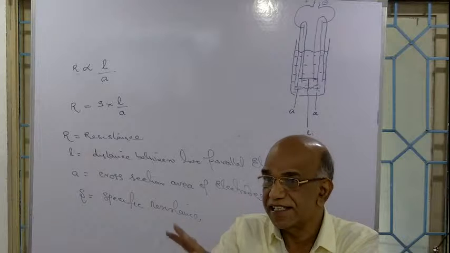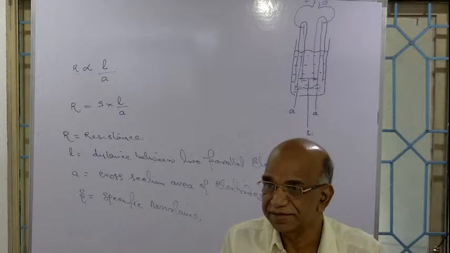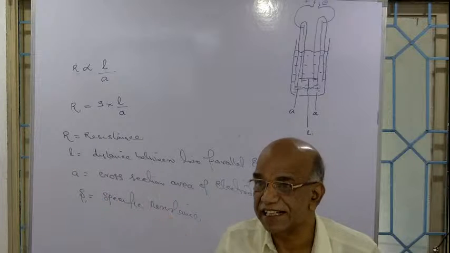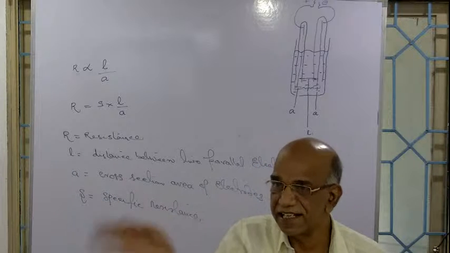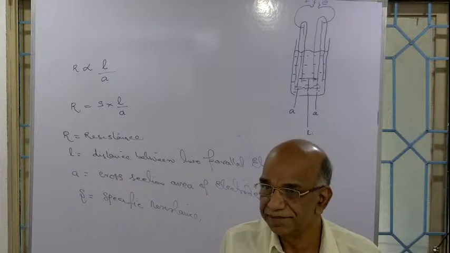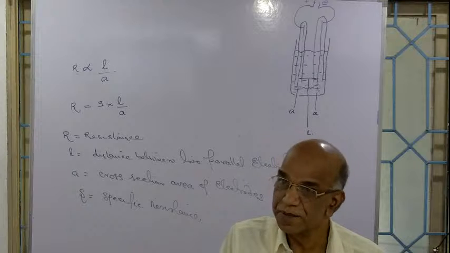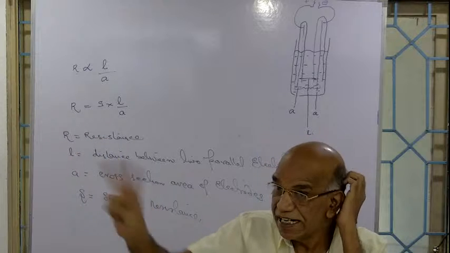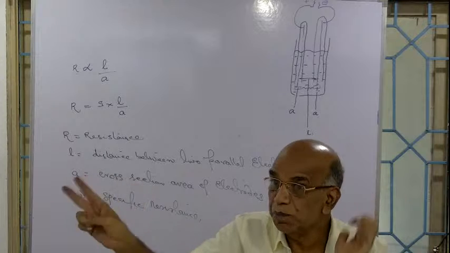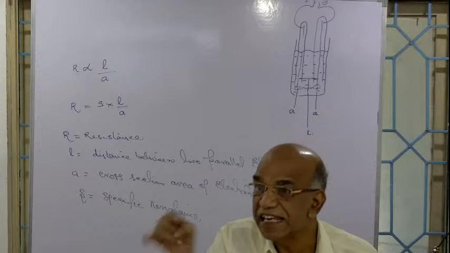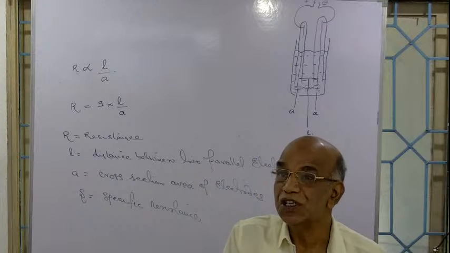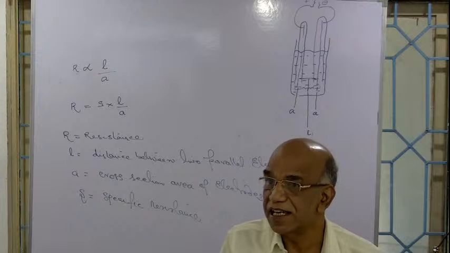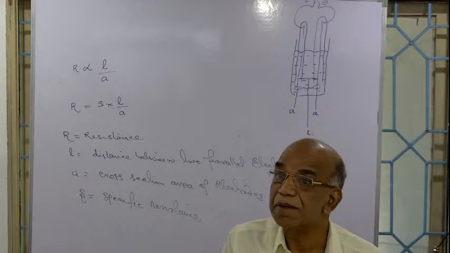R is the resistance. It is rising if the distance between the two parallel electrodes is increasing. More distance, more resistance. Smaller distance, smaller resistance. Resistance is directly proportional to the distance between the two parallel electrodes and inversely proportional to the cross-sectional area of the electrode. R is directly proportional to L by A.